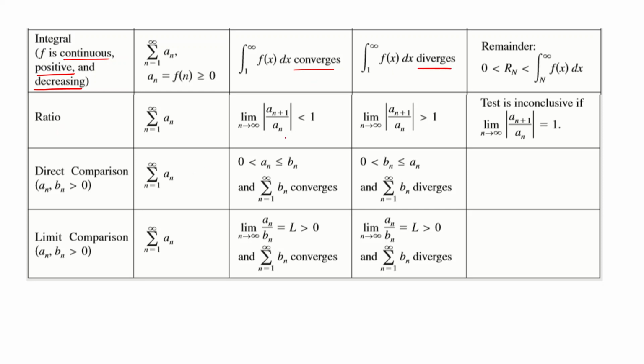The ratio test, that's a fun one. We look at the limit of the terms, the n plus 1 term over the n term. If it's less than 1, it converges. If it's greater than 1, it diverges. If it equals 1, it's inconclusive.